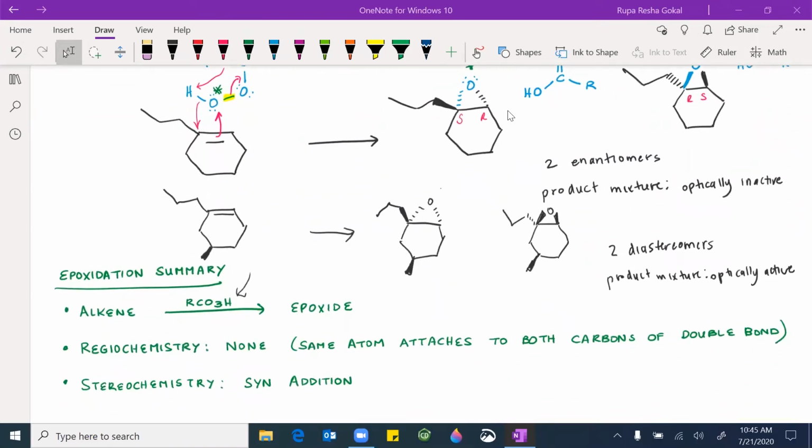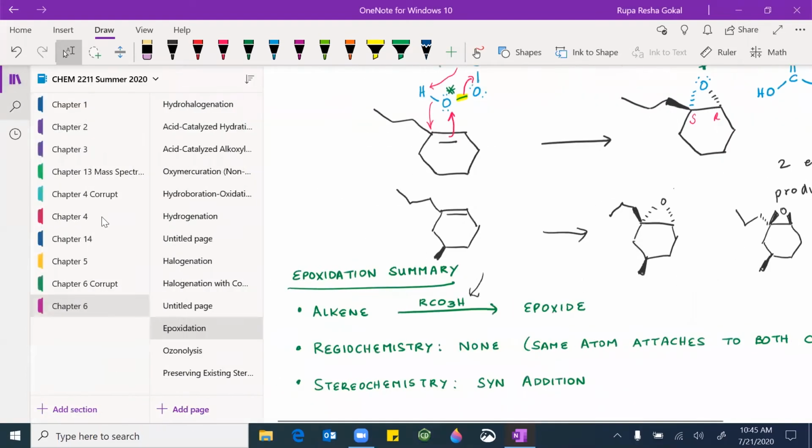So epoxidation is a syn addition, and there is no regiochemistry, because if you think about it, you're adding an oxygen to both carbons. It's actually the same oxygen. If you add the same group, then you're not saying that one thing goes to this carbon more often than it does this carbon. So there's no regiochemistry, just like with a Br2 addition or a hydrogenation.